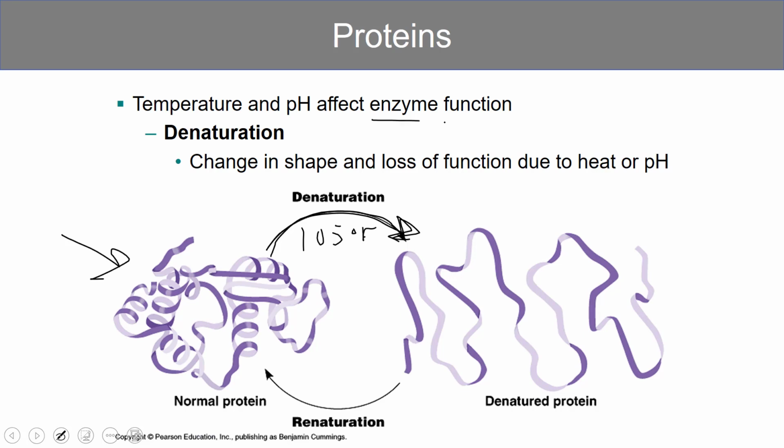If that protein was an enzyme, it loses its function. And of course, since enzymes control metabolism, without metabolism you would quickly die. So 105 is a very serious temperature for an adult. Proteins, if not destroyed through denaturation, can renature through a process called renaturation. And they can actually regain their form once the temperature or the pH has been corrected. So that is denaturation and renaturation.